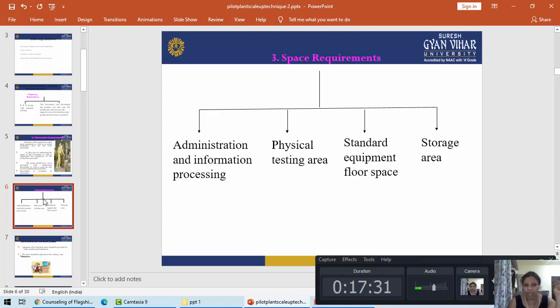Okay. So we have the space requirement. We should require 4 types of space essentially. First one is administration and information processing, second one is the physical testing area, third one is the standard equipment floor space, fourth one is the storage area. Okay. So you can see here.